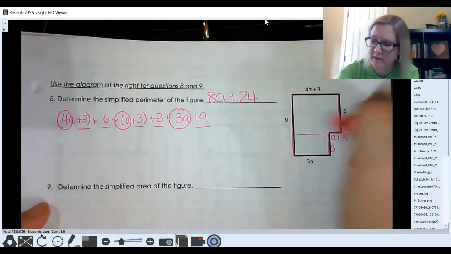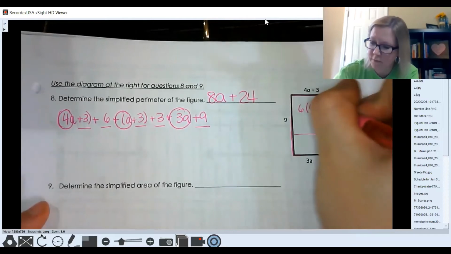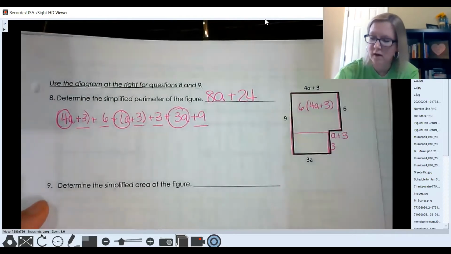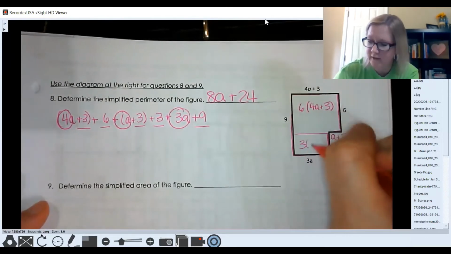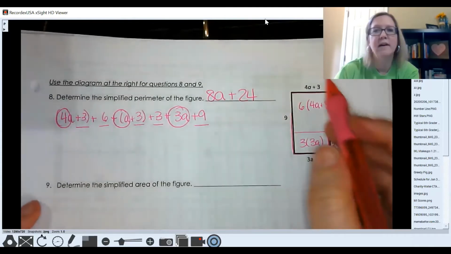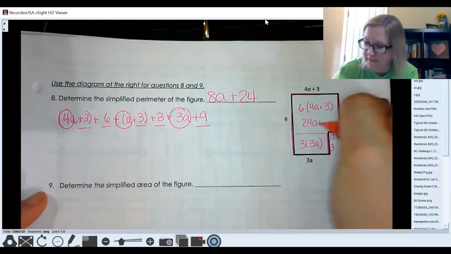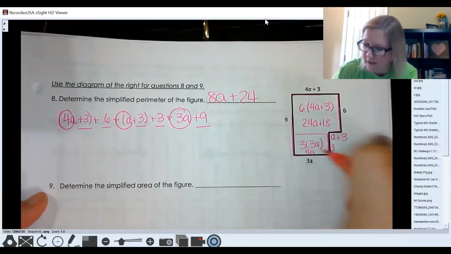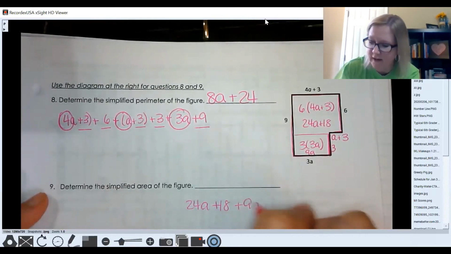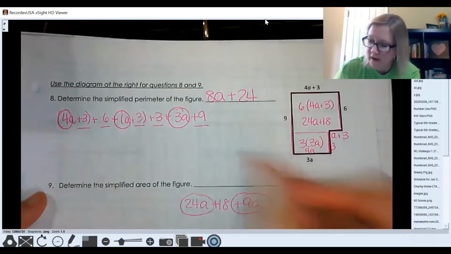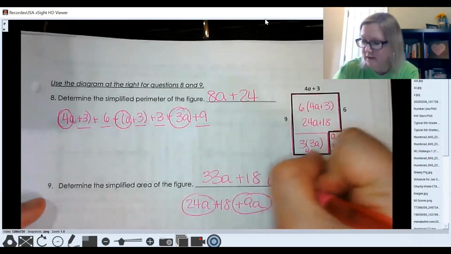All right, for the rectangle at the top, we know area is length times width. So I have 6 times 4A plus 3. And then on the bottom, I have 3 times 3A. When we solve these, this is going to give me 24A plus 18, and this is going to give me 9A. So I have 24A plus 18 plus 9A. When I combine my like terms, I get 33A plus 18, and that would be in square units.